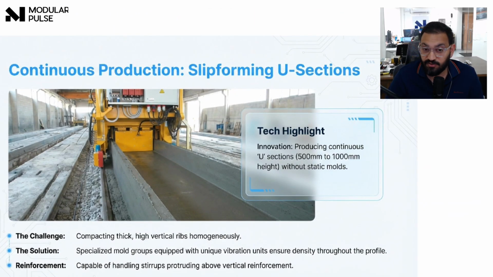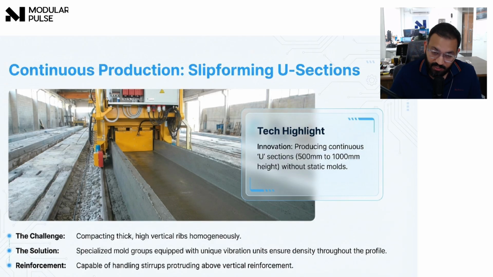Now this slide shows a very powerful production method, slip forming for infrastructure elements. When demand is high and elements are repetitive, stopping and starting molds becomes inefficient. Slip forming solves this by enabling continuous production. Concrete is continuously fed into the mold. The machine moves forward slowly, while the vibration compacts the concrete. As the section exits the mold, it already has enough strength to hold its shape.